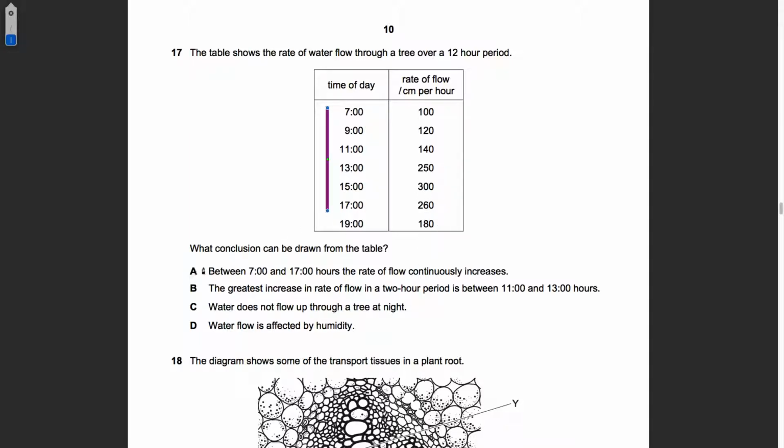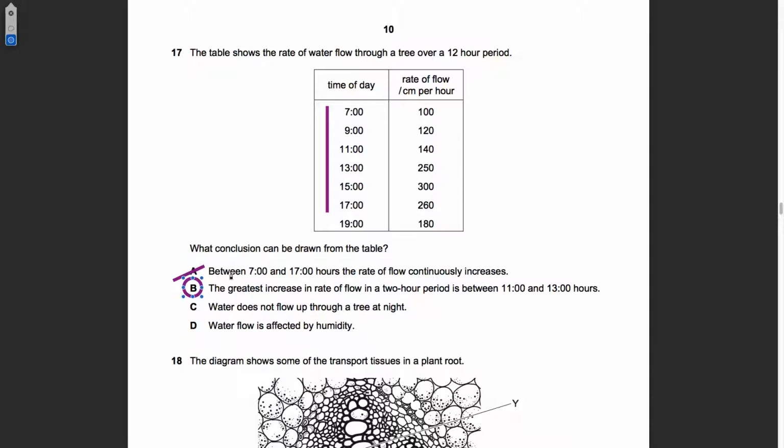So A is incorrect. The greatest increase in rate of flow in a 2-hour period is between 11 and 1 o'clock. Well, let's just check. Between 7 and 9, it goes up by 20. Between 9 o'clock and 11 o'clock, it goes up by 20. Between 11 o'clock and 1 o'clock, it goes up by 110, so a big leap. Between 1 o'clock and 3 o'clock, it goes up by just 50, and then it starts to go down. So yes, that looks correct to me, and the data does tell us that. That is in the table.